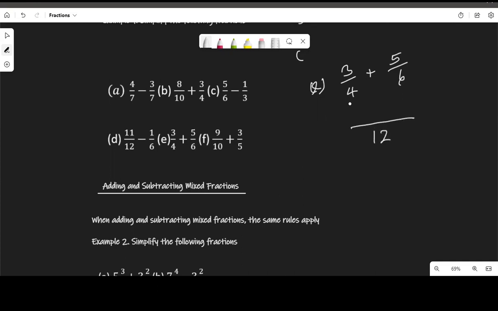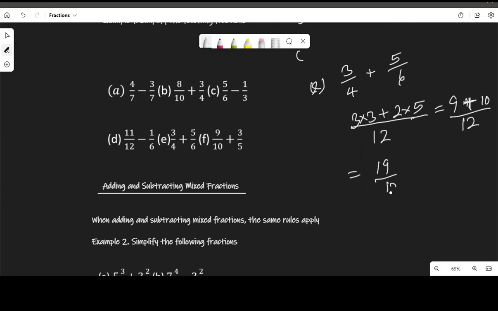12 divided by 4 is 3. Multiply that 3 by this 3 up here. I have 3 times 3 plus 12 divided by 6 is 2. Multiply the 2 by this 5 here. 2 times 5, which is 3 times 3 is 9. And 2 times 5 is 10. Over 12. 10 plus 9 is 19.